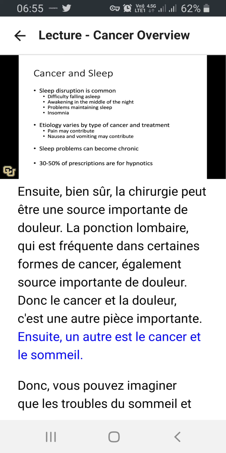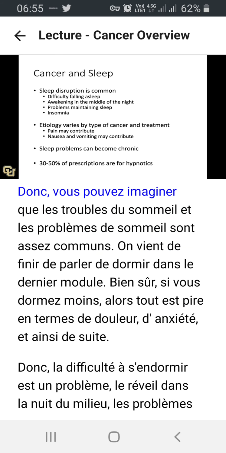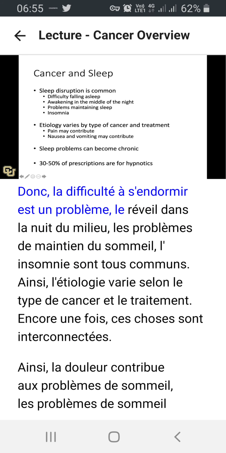And then another one is cancer and sleep. So you can imagine that sleep disruption and sleep problems are pretty common. And we just finished talking about sleep in the last module. And of course, if you're getting less sleep, then it makes everything worse in terms of the pain and anxiety and so forth. So difficulty falling asleep is an issue. Waking in the middle of the night, problems maintaining sleep, insomnia are all common.